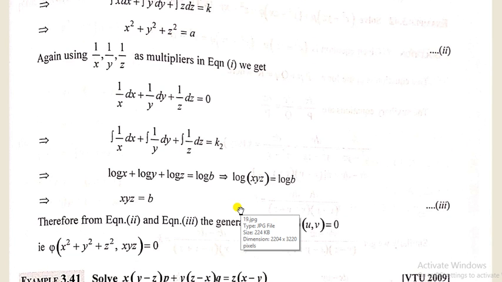The remaining terms are (1/x)dx, (1/y)dy, (1/z)dz, and after integrating we get log x + log y + log z equal to an arbitrary constant log b, or log a + log b + log c is log abc equal to log b, or xyz = b. Then use a and b in this formula: Φ(u, v) = 0. So u is the first result and v is the second result, which is equal to 0.